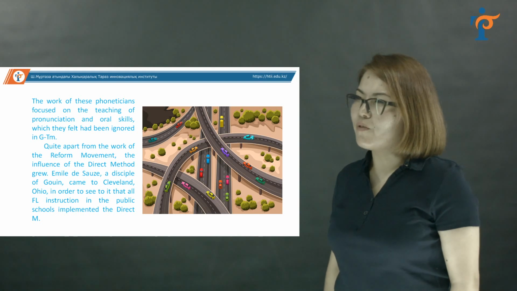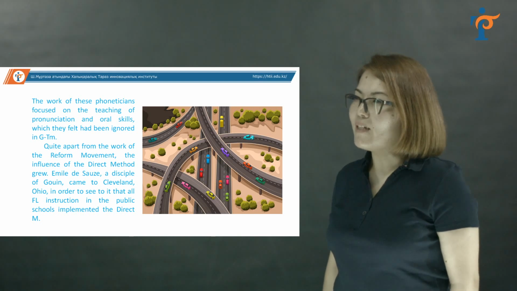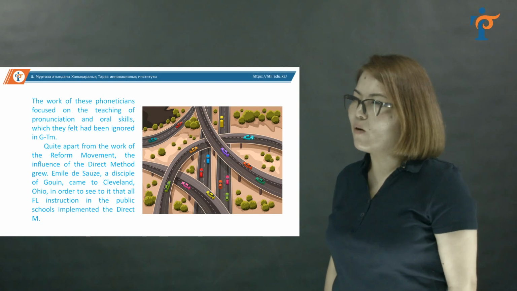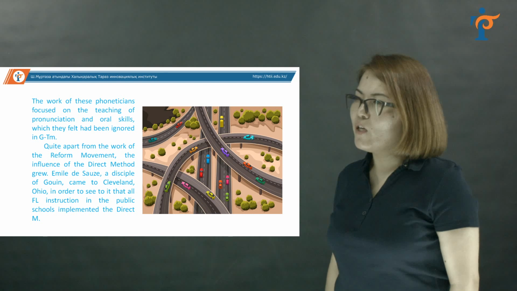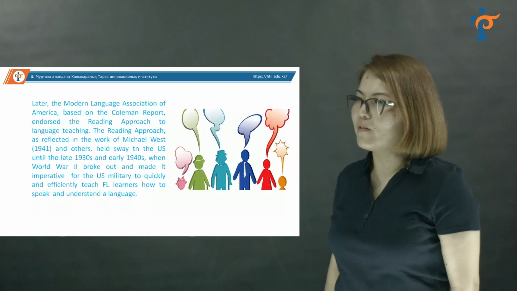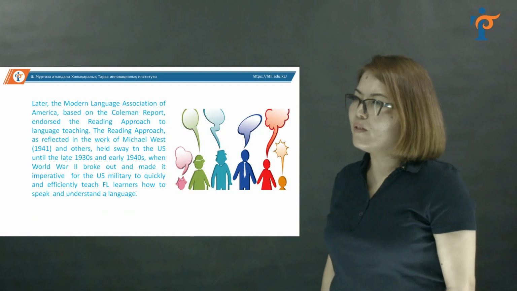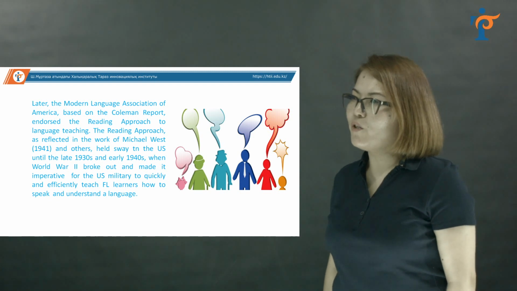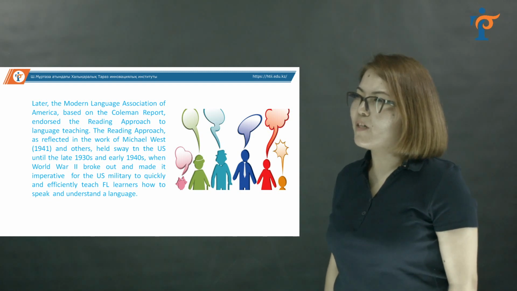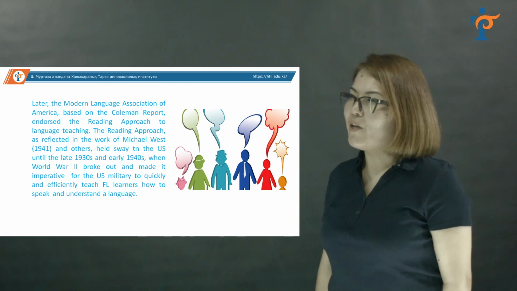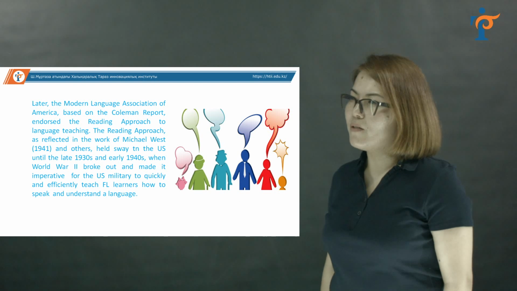Émile de Sauzé, a disciple of Gouin, came to Cleveland, Ohio, in order to see to it that all foreign language instruction in the public schools implemented the direct method. Later, the Modern Language Association of America, based on the Coleman Report, endorsed the reading approach to language teaching, as reflected in the work of Michael West.